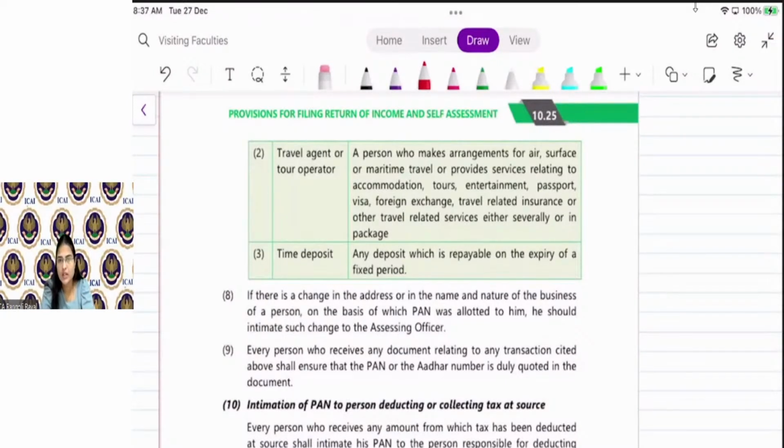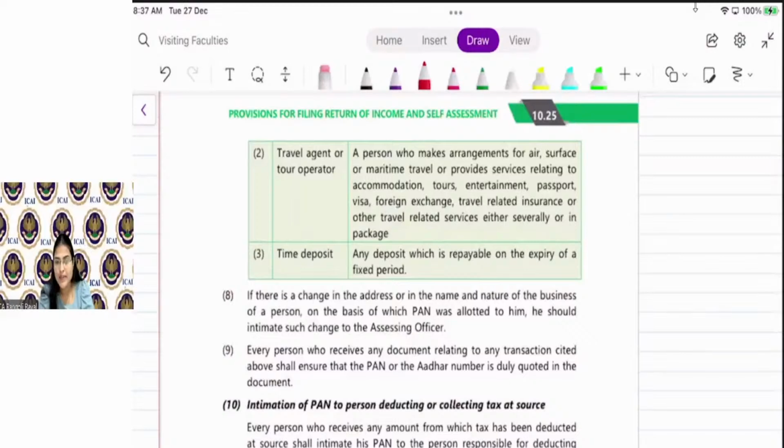If there is a change in address or in the name and nature of business of a person on the basis of which PAN was allotted to him, he should intimate such change to the assessing officer. Say for example, in case of girls, at the time of applying for PAN, you are unmarried. And after your marriage, your address will change, your name, your surname will change. Then in that case, you have to apply for change in PAN.